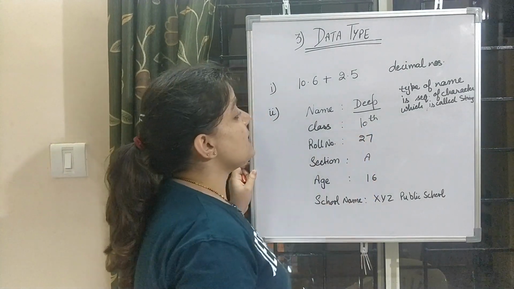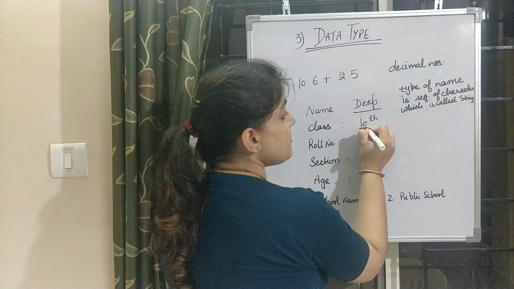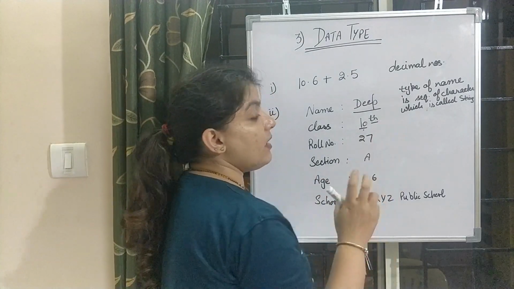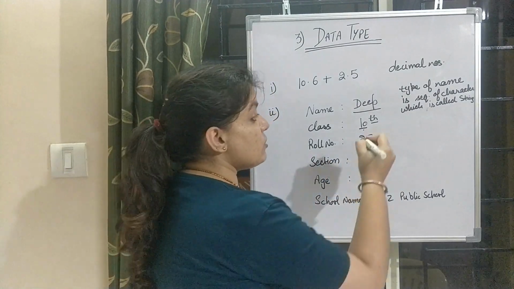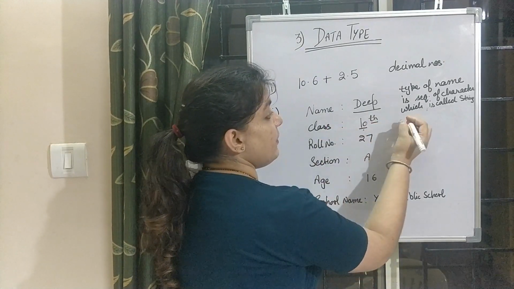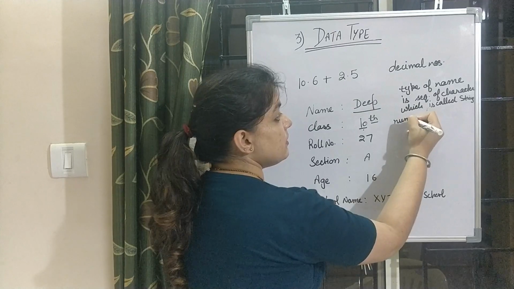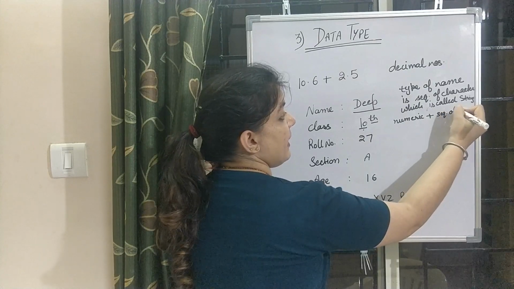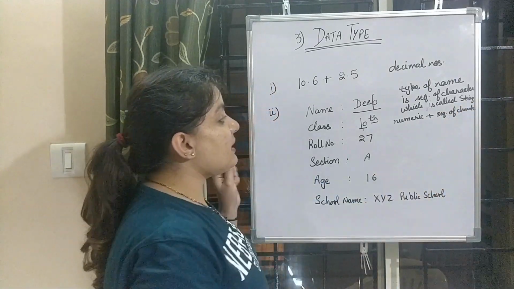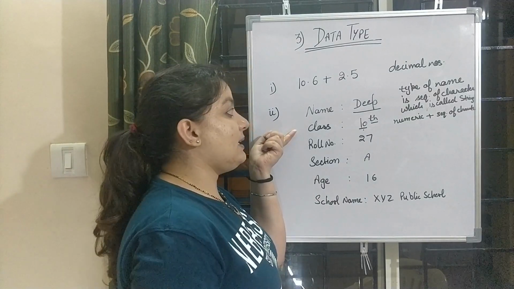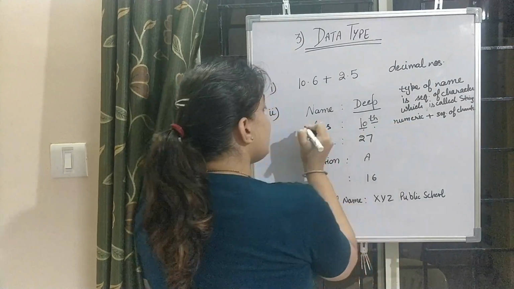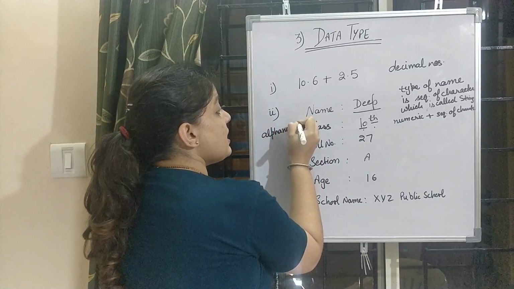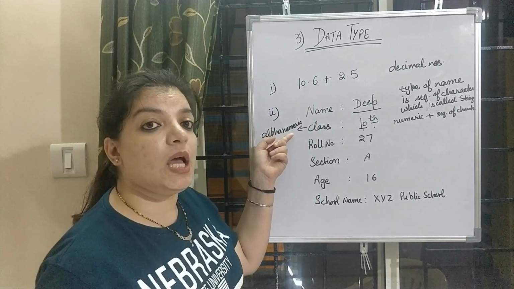Now coming to the class, in class you can see here the first is a numeric number and then th, in th there are two characters, t and h. So we can say the class is a combination of a numeric number plus a sequence of characters. So what will be the data type of class here? The data type of class is alphanumeric. Alphanumeric means in this we have alphabets as well as numbers also.